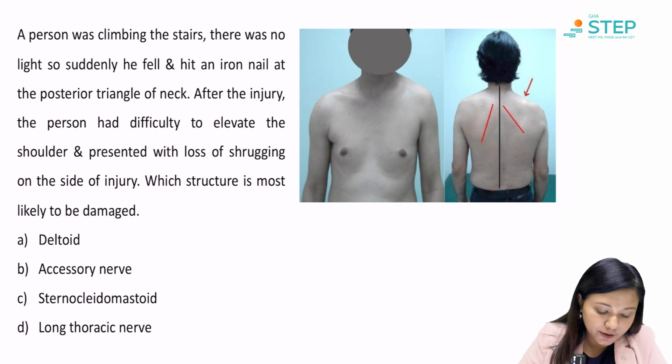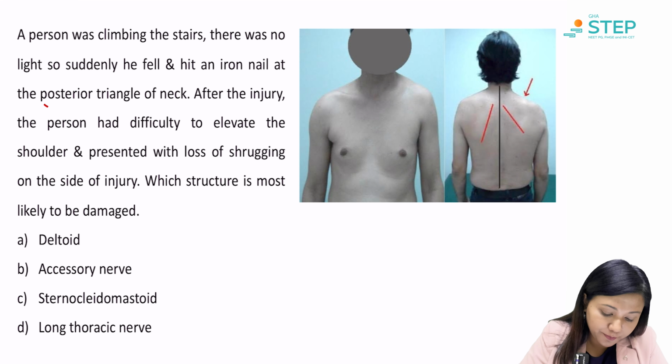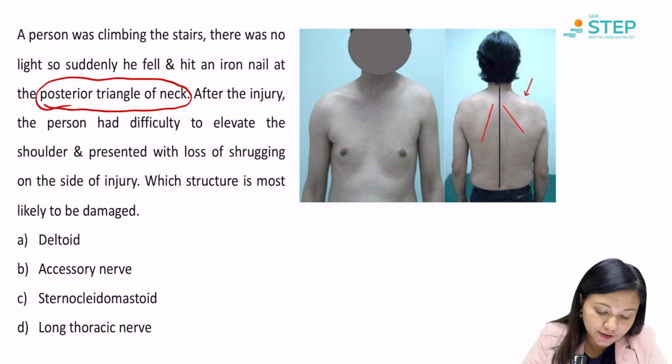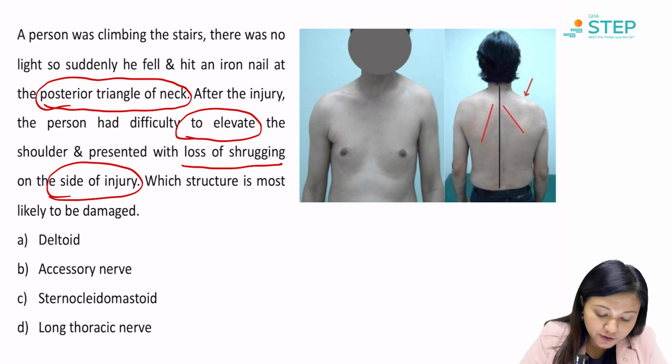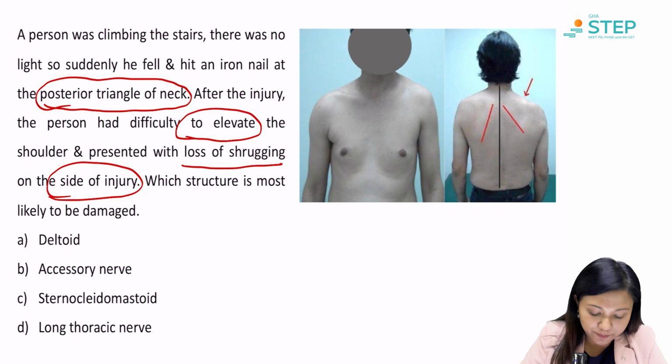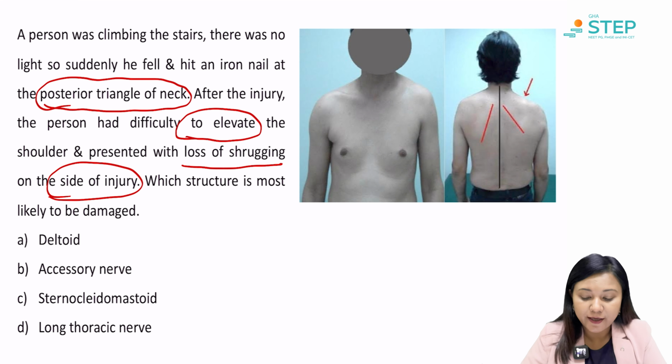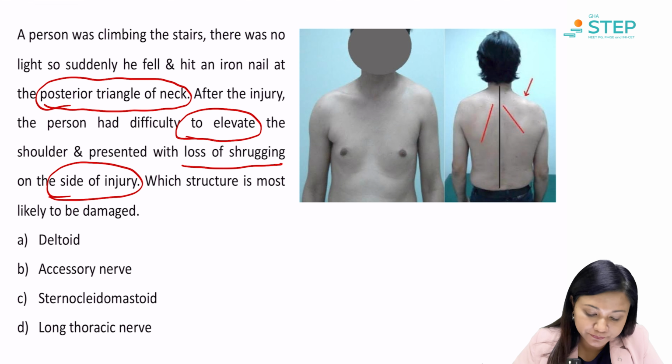Now the next question: a person was climbing the stairs, there was no light, so he suddenly fell and hit an iron nail at the posterior triangle of the neck. After the injury, the person had difficulty to elevate the shoulder and presented with loss of shrugging on the side of the injury. So which structure is most likely to be damaged? They have given the options deltoid, accessory nerve, sternocleidomastoid, and long thoracic nerve. Okay, and they have also given the image there.